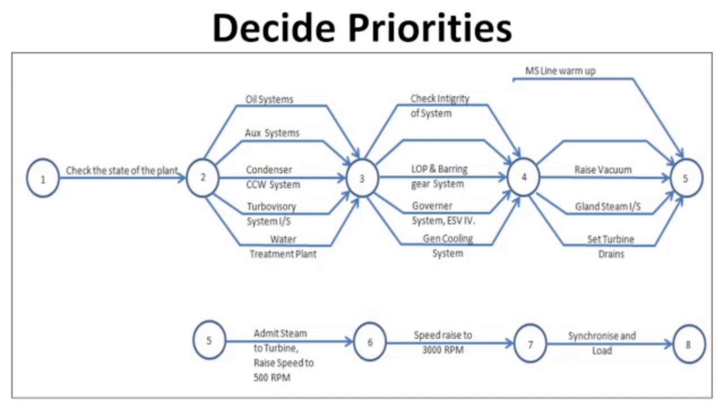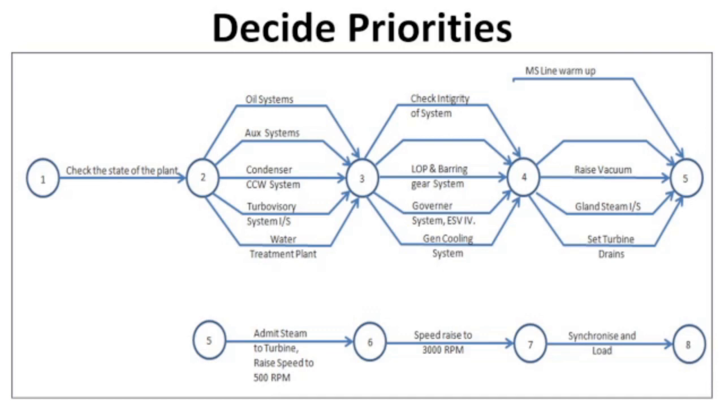When you decide the priorities, you should take the PERT chart into account, and check the state of the plant. Then you can have some oil systems, auxiliary system, condenser system, turbo IC systems, and WT plant. All these operations can be done parallelly. Then when we reach the third point, check the integrity of the system. LOP and bearing gear systems can be put on. Governor system also can be put on. Generator cooling system also can be checked. So these are the parallel operations to be done.